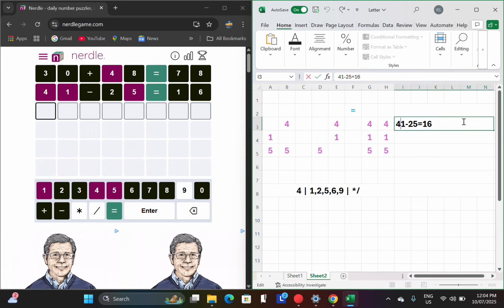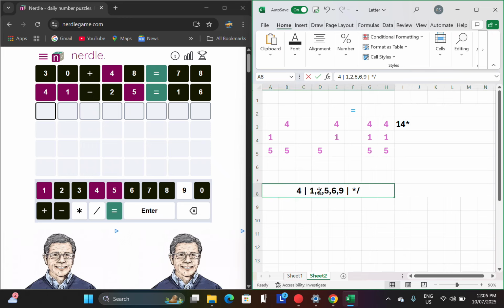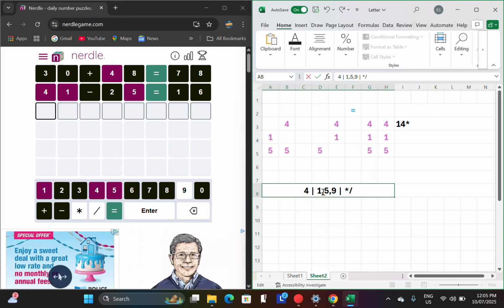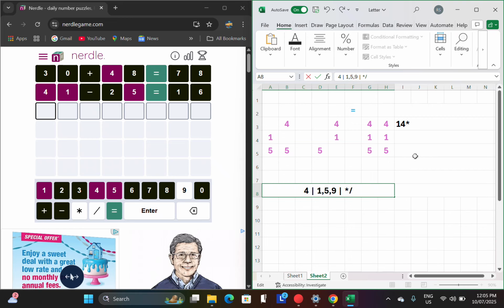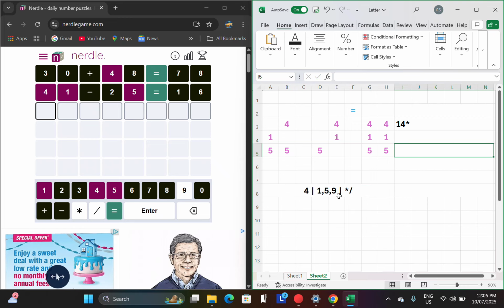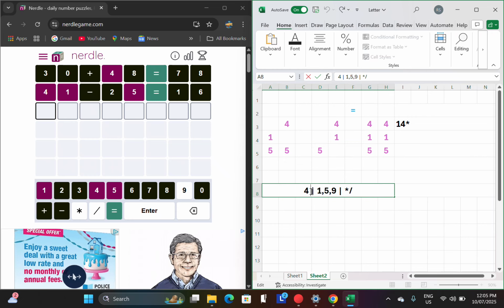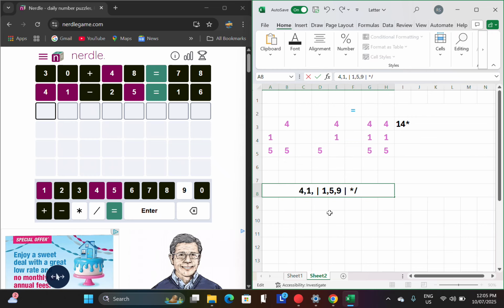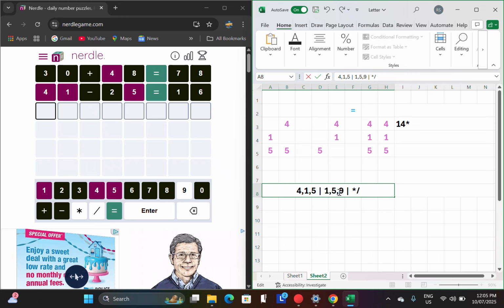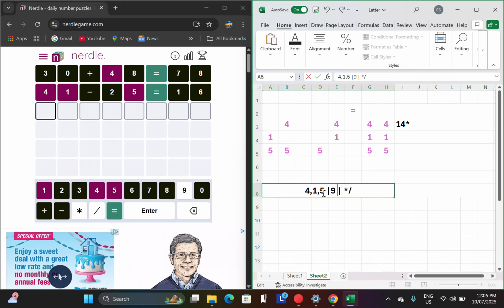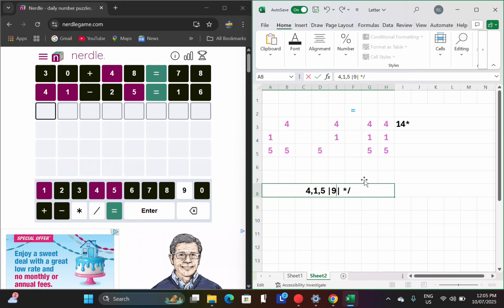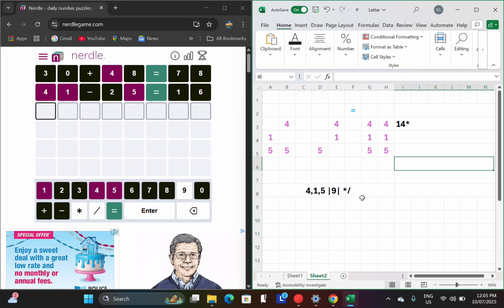So I'm going to write down again. So I'm going to write 14 times. Hold on a bit. I'm going to remove 2. So 6 also removes 2. Since plus and minus are out, that leaves only multiply or divide. So I'm going to write 4, 1, 5, and 5. But 9 could be somewhere. And multiply and divide.